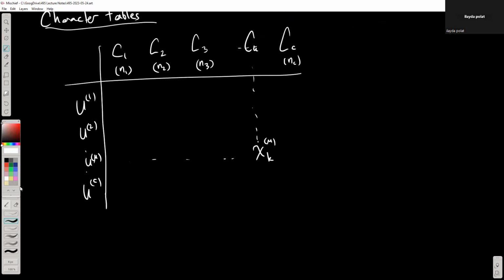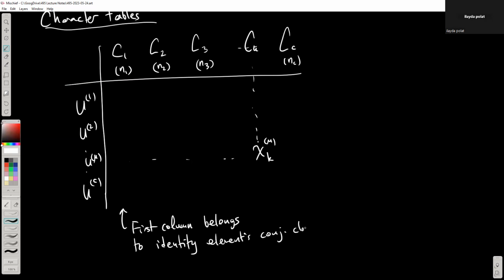But there's something that we actually use all the time. So by convention, the first column belongs to the identity element's conjugacy class. Okay, so C1 is the conjugacy class of identity. So there's just the identity in here, so it has only one element, right? In that case, the characters in here are just the dimensions. So we get d mu in here and E in here.